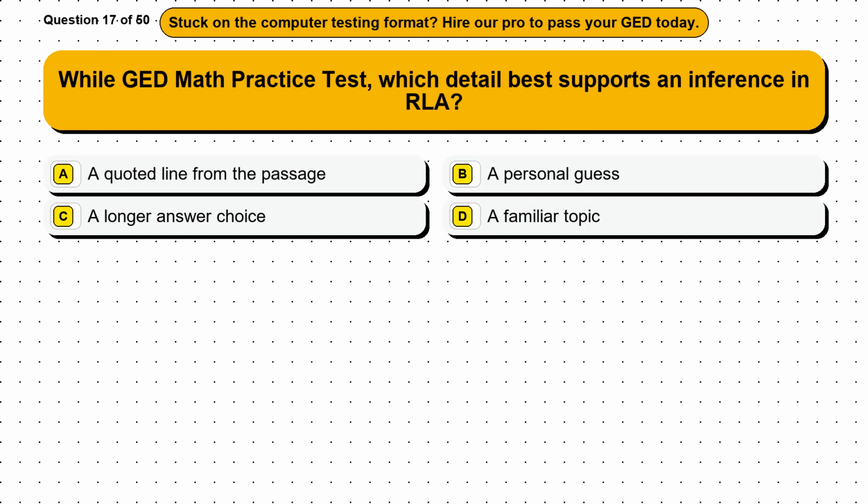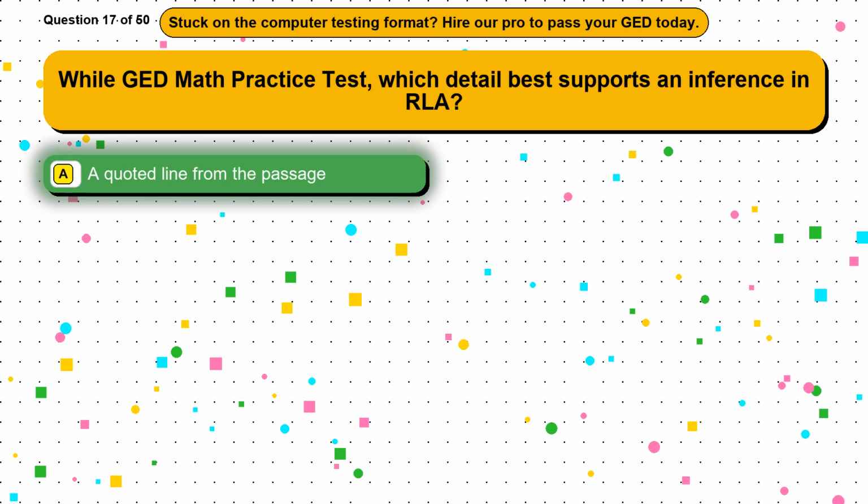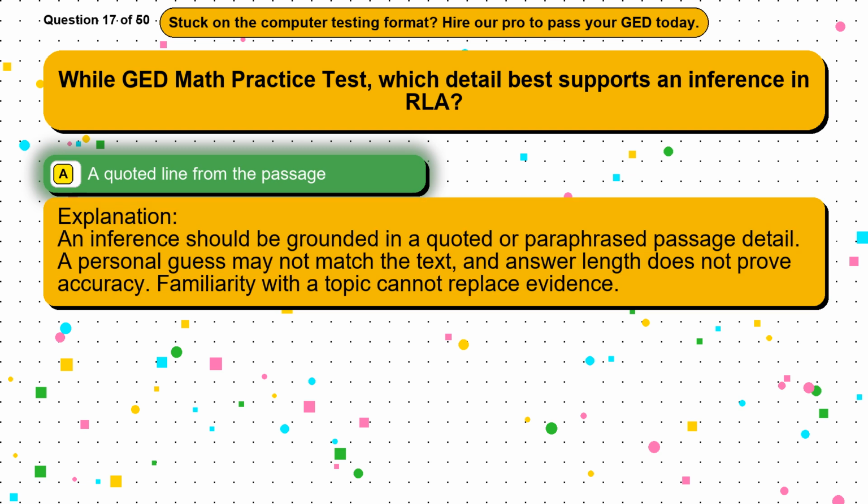Question 17. While GED Math Practice Test, which detail best supports an inference in RLA? Option A. A quoted line from the passage. Option B. A personal guess. Option C. A longer answer choice. Option D. A familiar topic. The correct answer is option A. A quoted line from the passage. An inference should be grounded in a quoted or paraphrased passage detail. A personal guess may not match the text, and answer length does not prove accuracy. Familiarity with the topic cannot replace evidence.